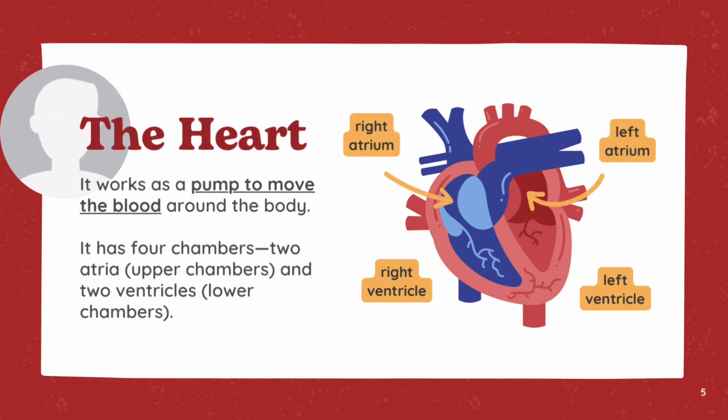We can see the four parts of the heart, which are right atrium, left atrium, right ventricle, and left ventricle. It works to pump, to move the blood around the body. It has four chambers, which are two atria as upper chambers and two ventricles as lower chambers.